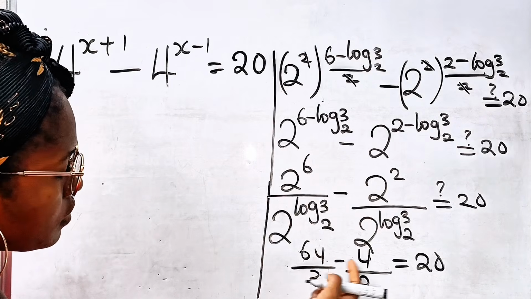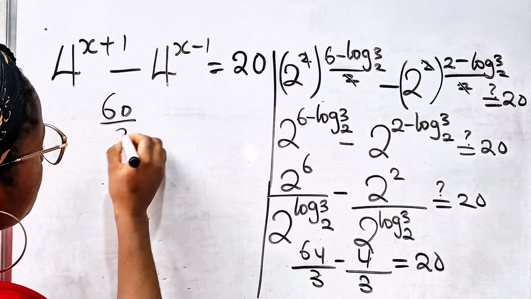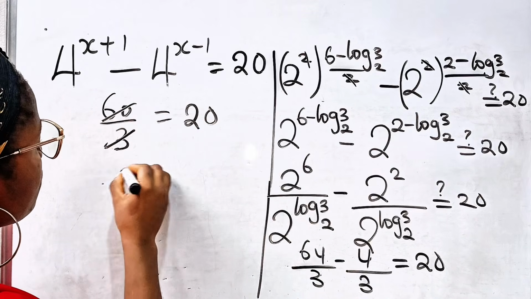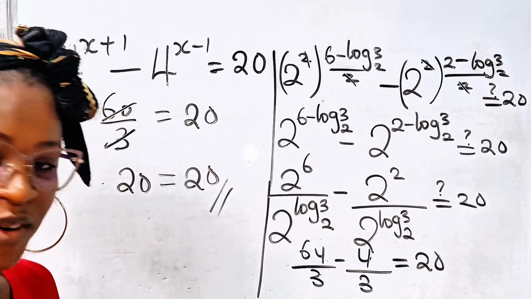Therefore, now we have 64 minus 4, which is 60, divided by the same denominator, is equal to 20. And yes, when this goes into this, you have 20. And that proves that the answer we got is correct.